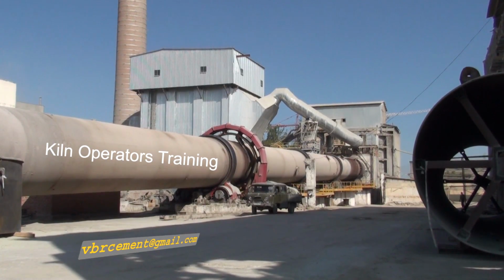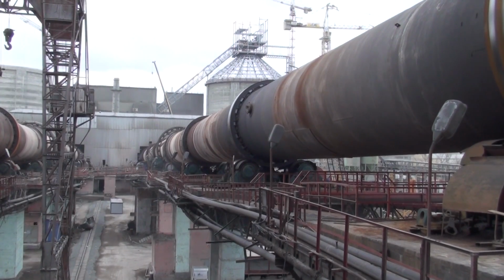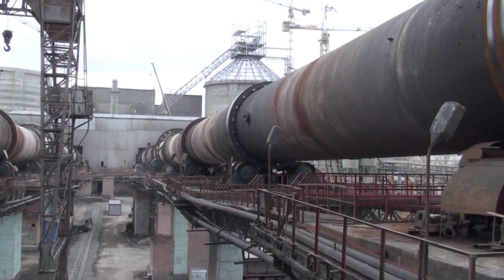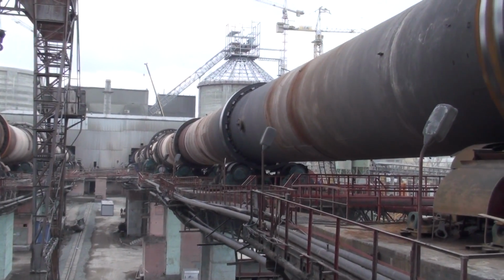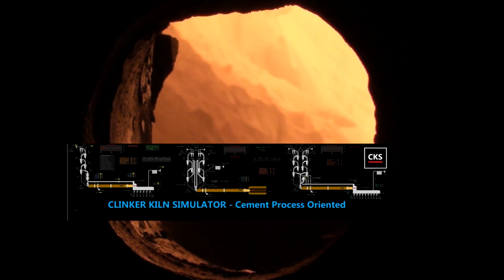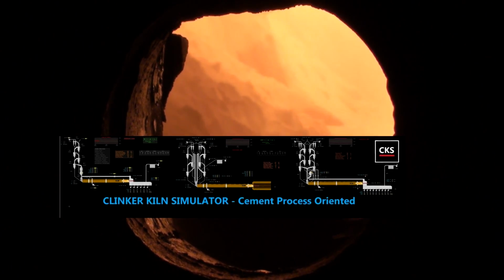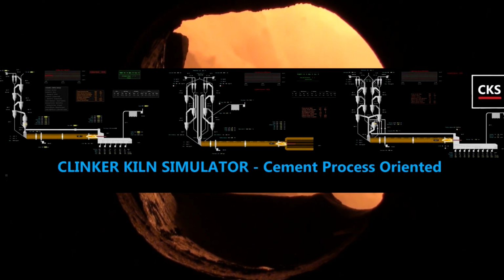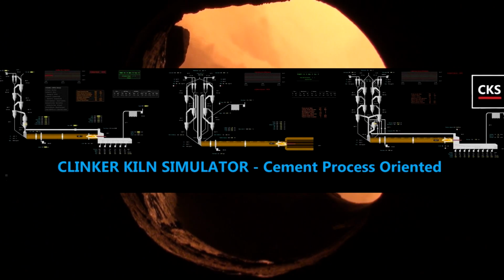Good day everyone. Talking about kiln operators, you're probably aware that one of the best techniques to train and develop them is to use kiln simulators. One of these simulators caught my attention recently. I'm talking about the Clinker Kiln Simulator, in short, the CKS. I would like to share with you what I found out about it.